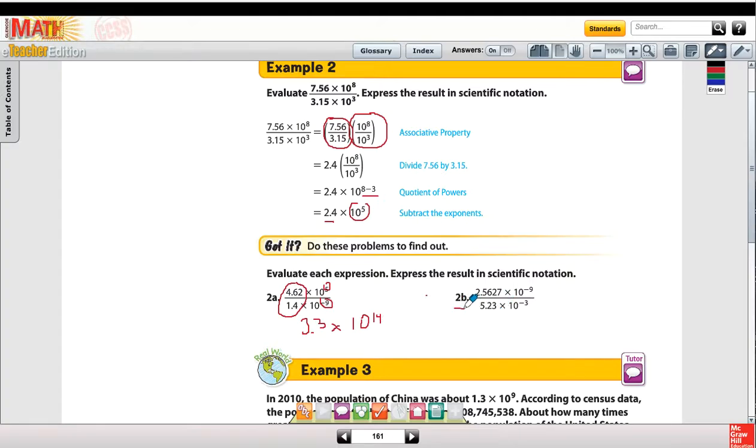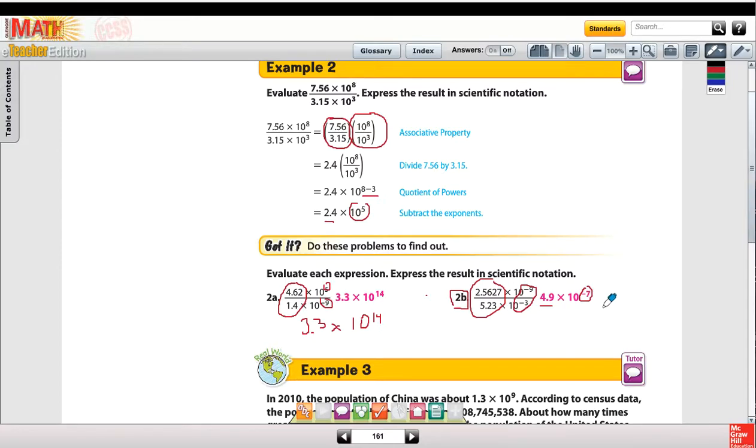Go ahead and try 2b on your own, and then press play when you're ready to see the answer. 4.9 times 10 to the negative 7. And you might be saying, well, negative 9 take away a negative 3 is not negative 7. Well, that's because when you divide that out, you're not going to get a number that's greater than or equal to 1 and less than 10. So you've got to do some work on that number to make sure that it fits that rule, and then you'll have to change your exponent to match that.